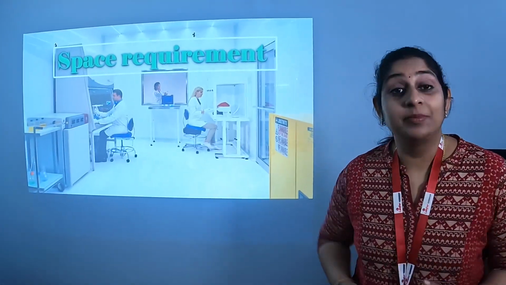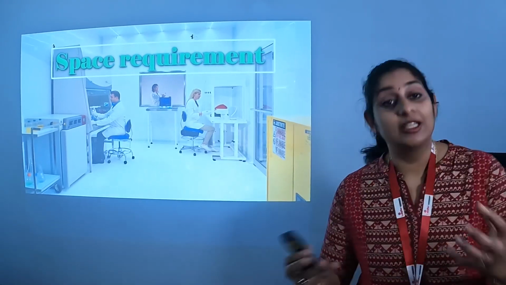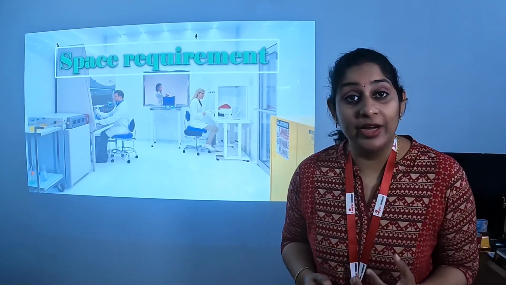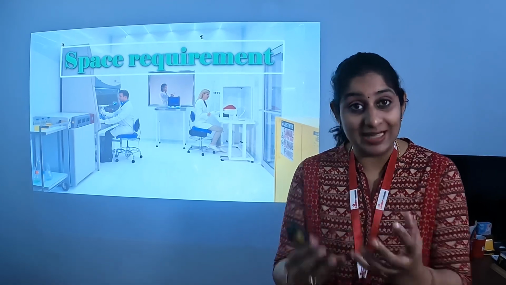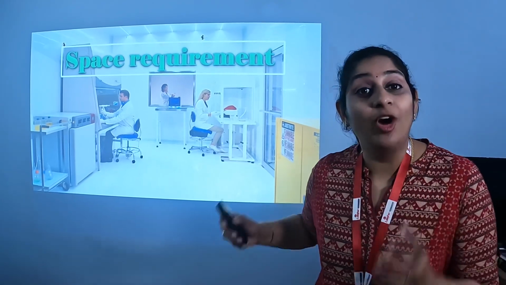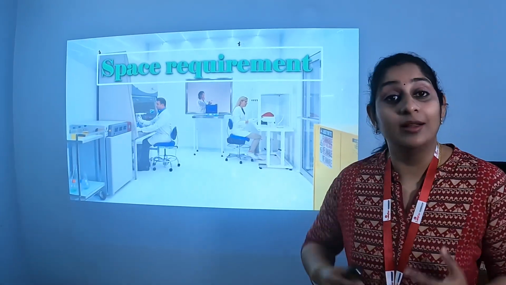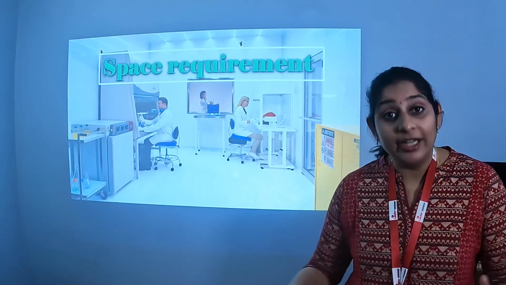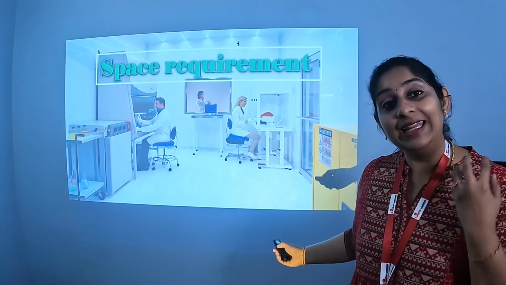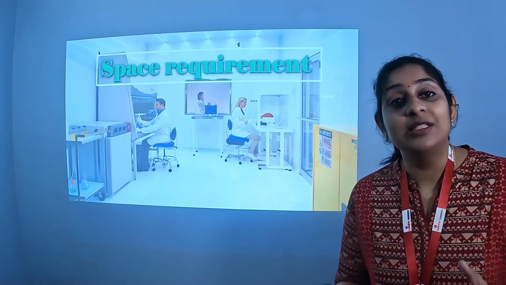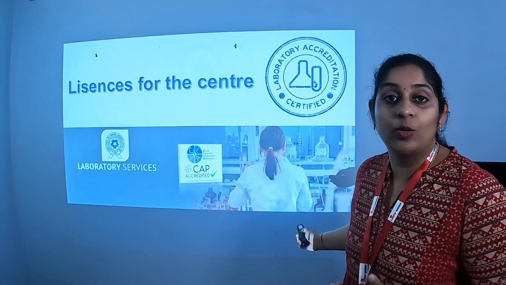Now comes the fourth step, that is the space requirement. This fourth step is directly proportional to the first step, that is the type of services you're going to give. If you're going to have only laboratory services, then the type of machines and the type of tests you want to do would have been decided, and according to that you have your space requirement. If you're going for an imaging center, then the space requirement is different according to the AERB norms. So this step is directly dependent upon the type of diagnostic center you're going to establish.